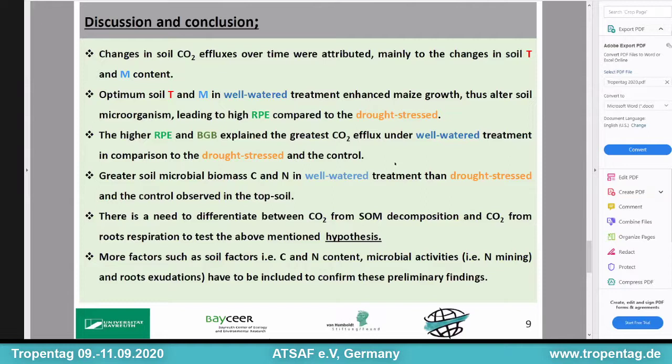To be clear and confident about our answer, we need to include carbon and nitrogen, other microbial activities such as N mining, and root exudation from the plants to confirm this preliminary finding.